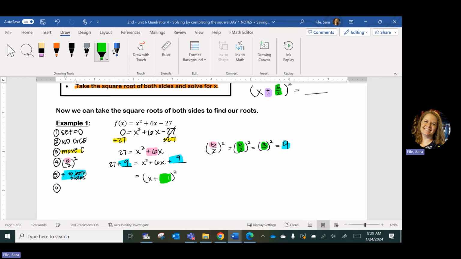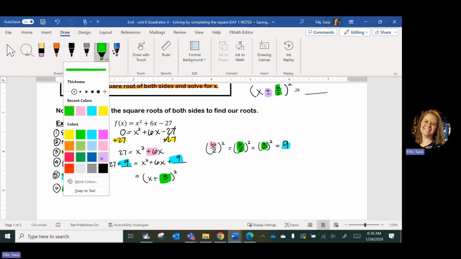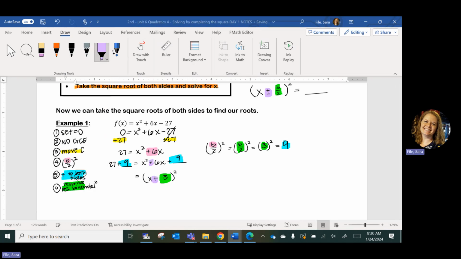That's what's going to go there. So I rewrite as binomial squared. I'll highlight here the sign. Why I used a plus was because this was a plus. Okay, what about on the left side here? What's 27 plus 9? 36.